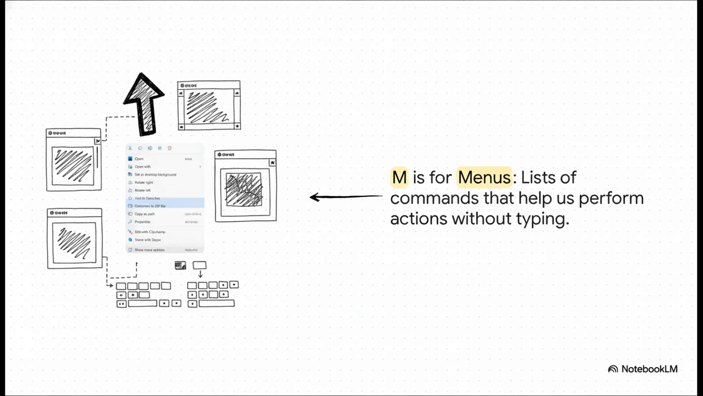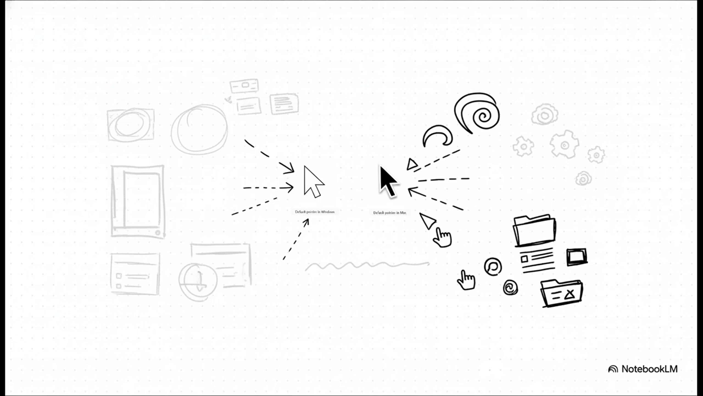You know the ones: File, Edit, View, all lined up at the top of your screen. They give us a nice, structured list of commands so we don't have to memorize a million keyboard shortcuts for every little thing. And finally, P is for pointer. This is basically your digital hand, right? It lets you point, click, and drag your way through the whole interface.